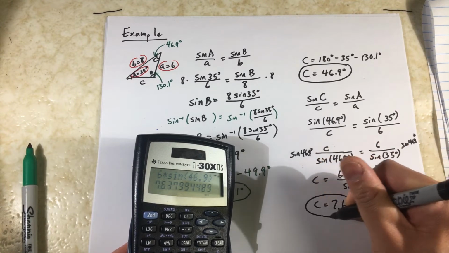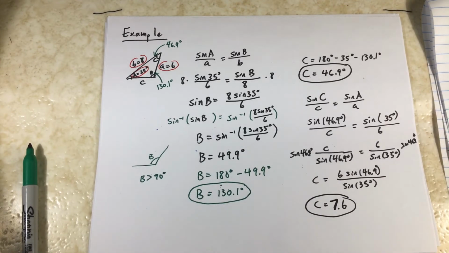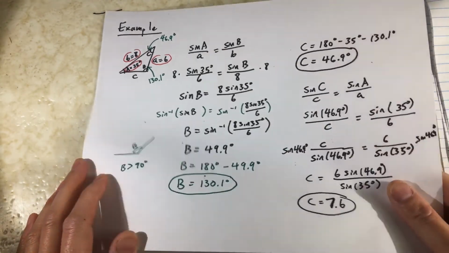7.6 is our side length. Okay. All right, so that is the law of sines. So that should be okay for the first 5 homework assignments.